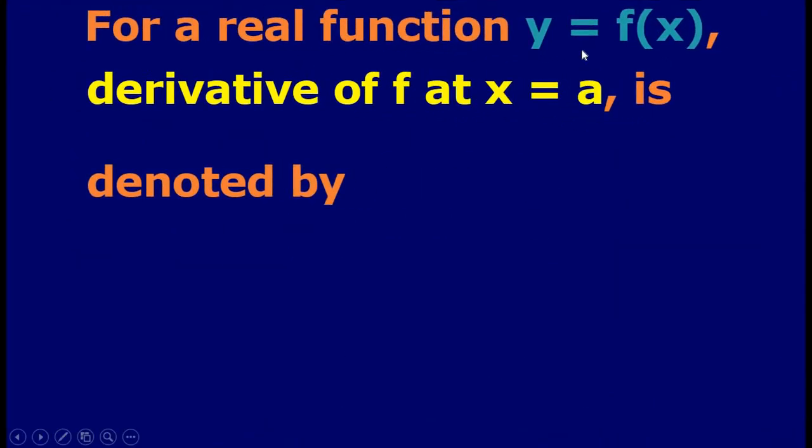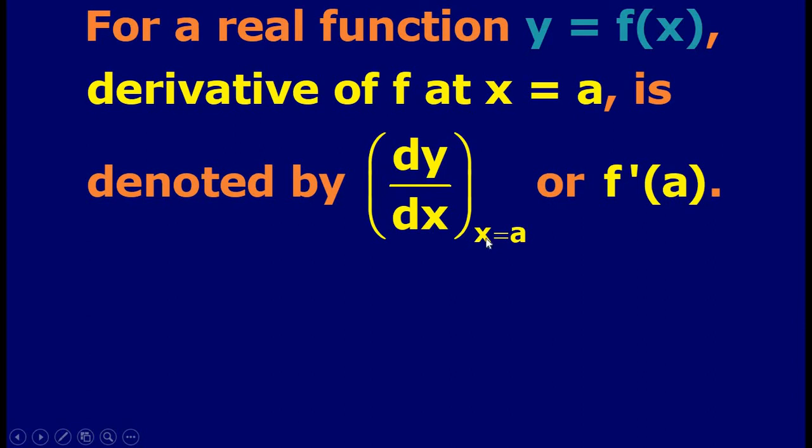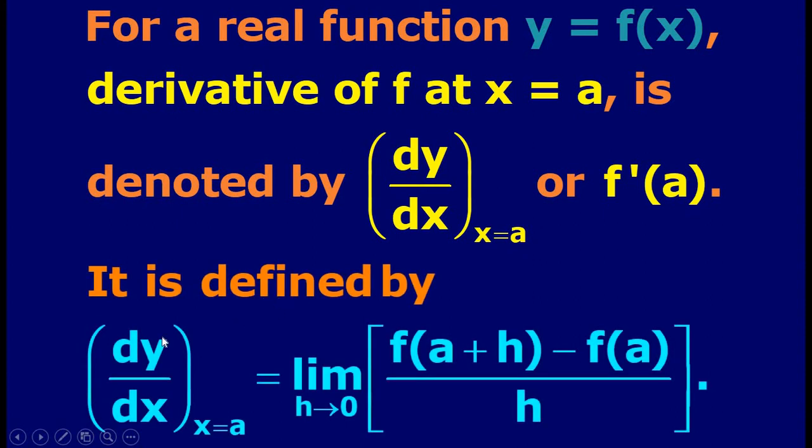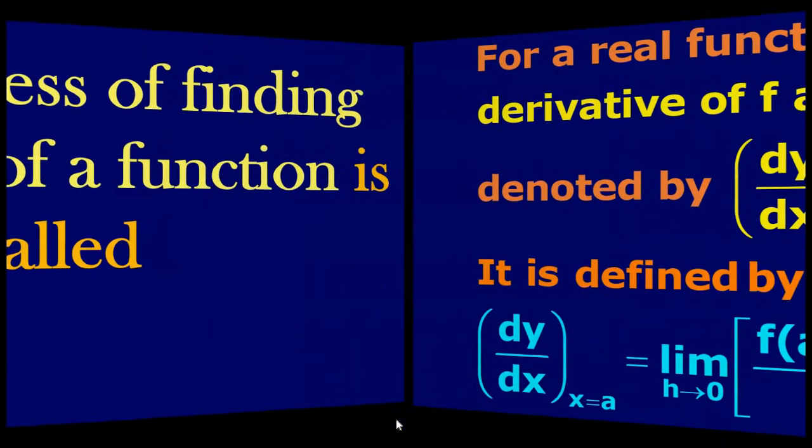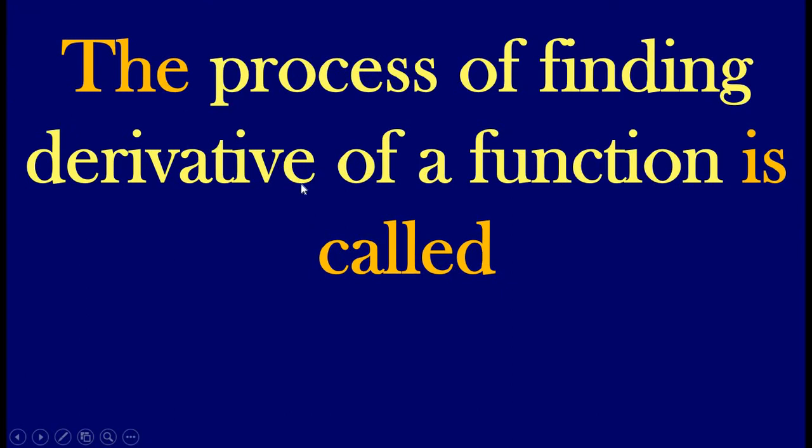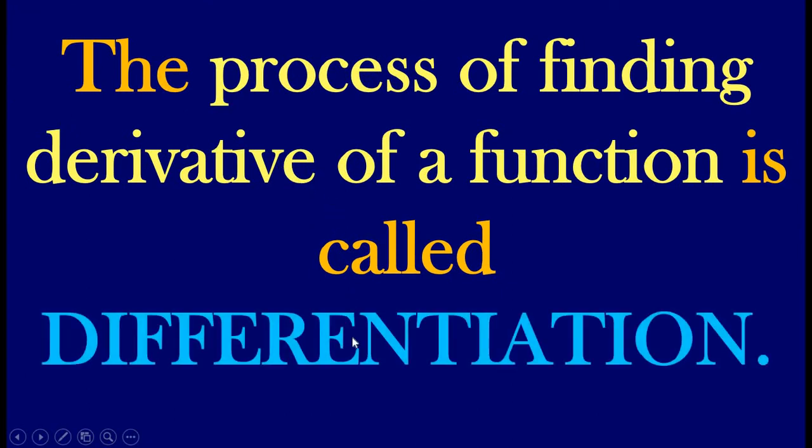Now for a real function y equal to f of x, the derivative of f at x equal to a is denoted by dy by dx at x equal to a. If you want to find the differentiation of a function at some point, that is at x equal to a, it is denoted by dy by dx at x equal to a or f dash a, and it is defined as the limit of f of a plus h minus f of a, divided by h, as h tends to 0. So this is the differentiation of a function at a point x equal to a. The process of finding the derivative of a function is called differentiation. Differentiation means we have to find the derivative of a given function.